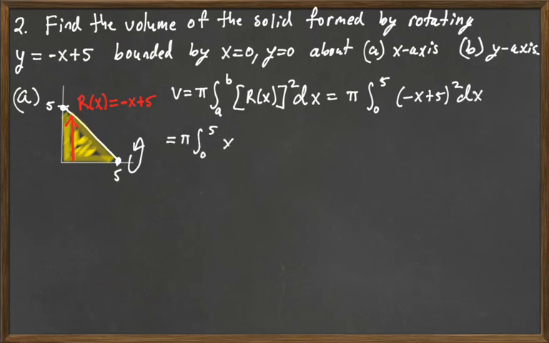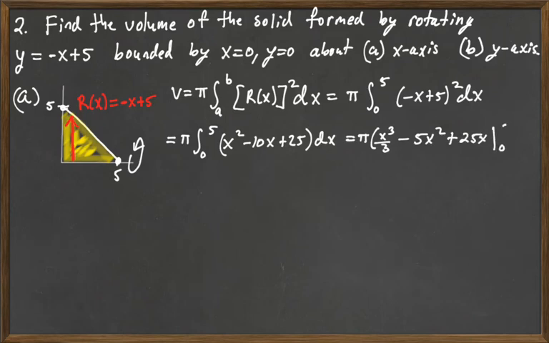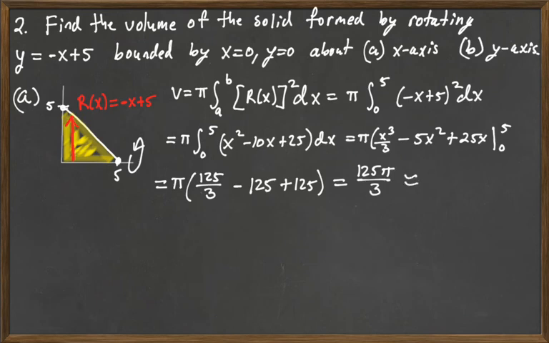is equal to pi, integral from 0 to 5, FOIL that out, x squared minus 10x plus 25 dx. Integrate it, so we have pi times x cubed over 3 minus 5x squared plus 25x, evaluated from 0 to 5. So that gives us pi times 125 over 3 minus 125 plus 125. And so that is going to be 125 pi over 3, or approximately 130.9 units cubed. Okay? So that is rotating around the x-axis. We'll go ahead and look at rotating this around the y-axis.